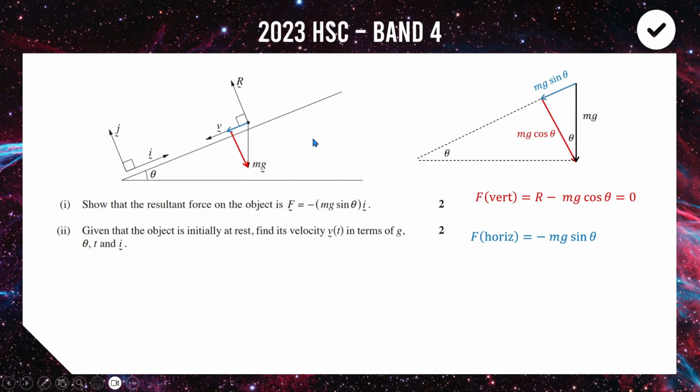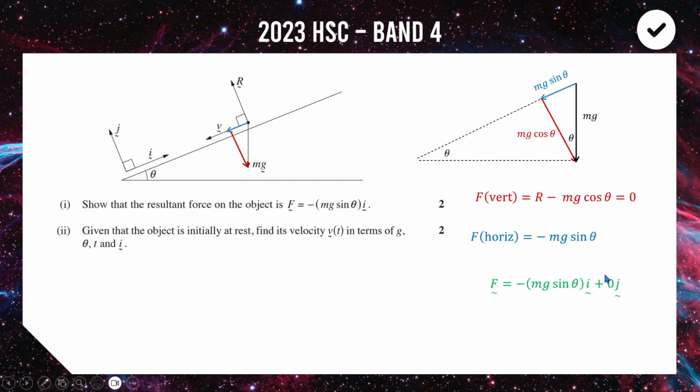Hopefully that's clear. Okay, so if we add these two together, we're going to get the total resultant forces on the object, which is going to be F vector. So adding those two together, we get the mg sine theta, which is the horizontal part. That's being multiplied by i because it's going in this direction. The vertical part, which we just said is 0, you don't really have to write this, but we have nothing happening in the vertical direction, so it's 0j.